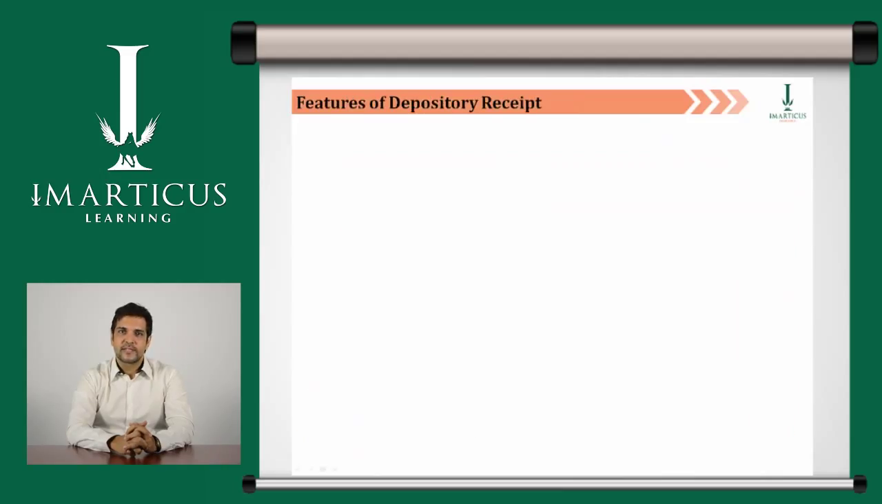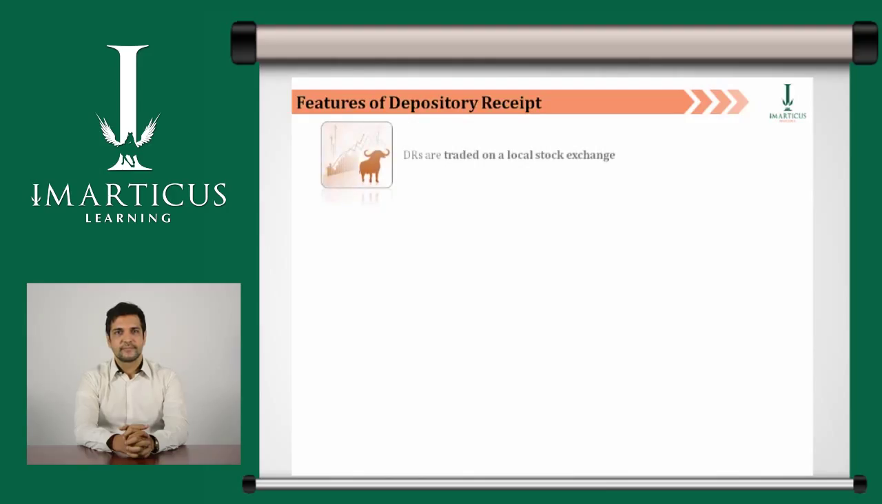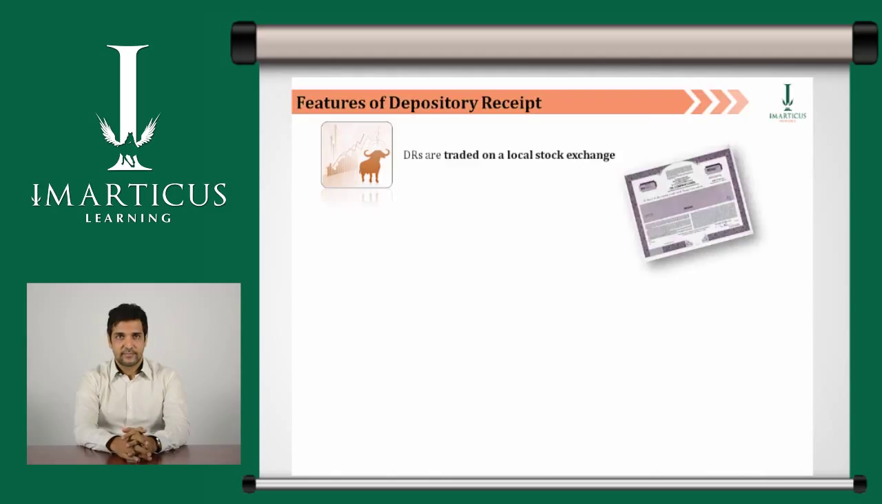Let's now familiarize ourselves with the features of a depository receipt. First, DRs are traded on a local stock exchange even though the foreign public company is not listed on these exchanges. DRs are physical shares, just like equity shares, thereby allowing the investor to trade in equity of other countries.